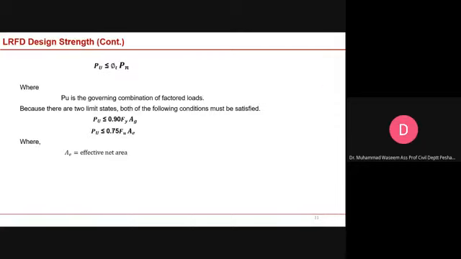Okay, so this is what I have explained: the demand should be less than or equal to the capacities. You have to compute these capacities, and then you have to take the least out of the two. Okay, in this way you will proceed.